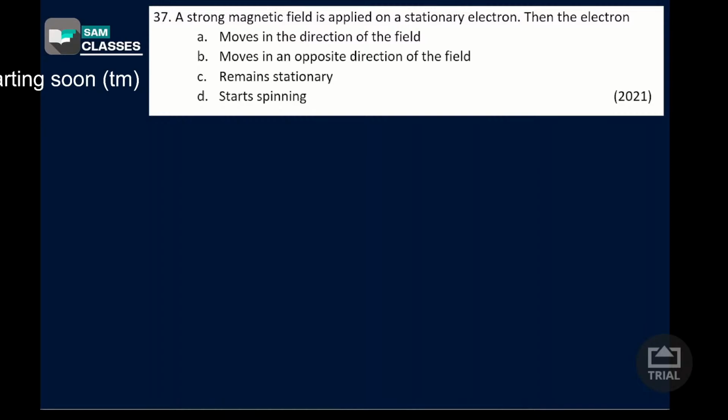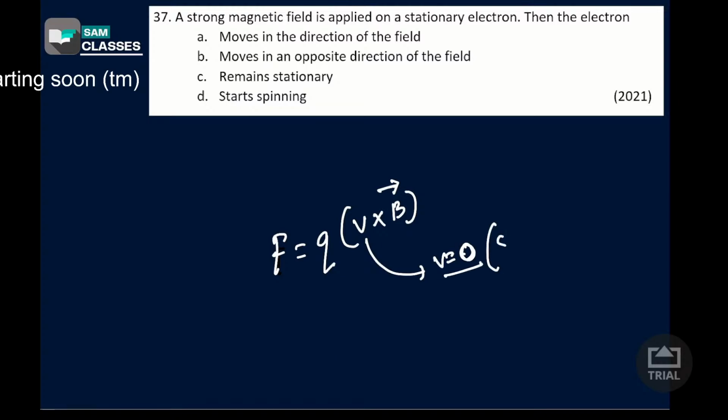Now understand, students. We said force is given by one formula, F = Q into V cross B. Even if you put a magnetic field, if a particle has zero velocity, if it is stationary, there will be no force acting. F net is equal to 0. Though the particle has charge and the magnetic field is there, if V is 0, the particle will remain stationary.